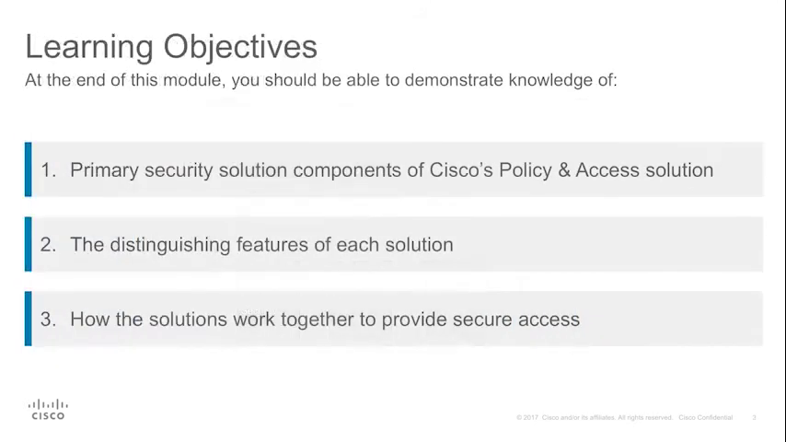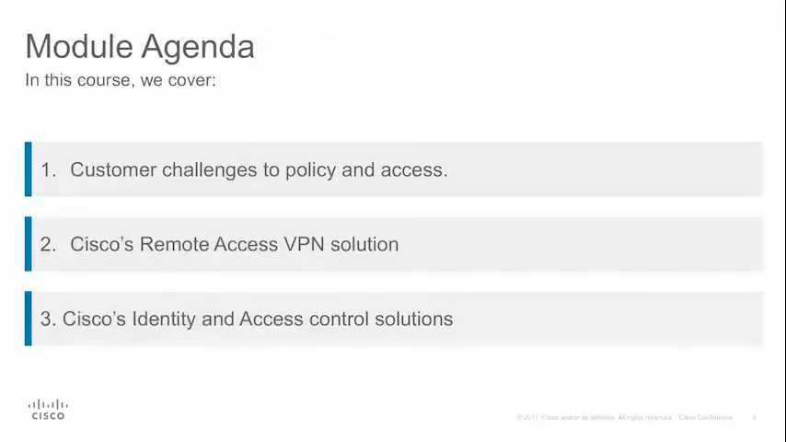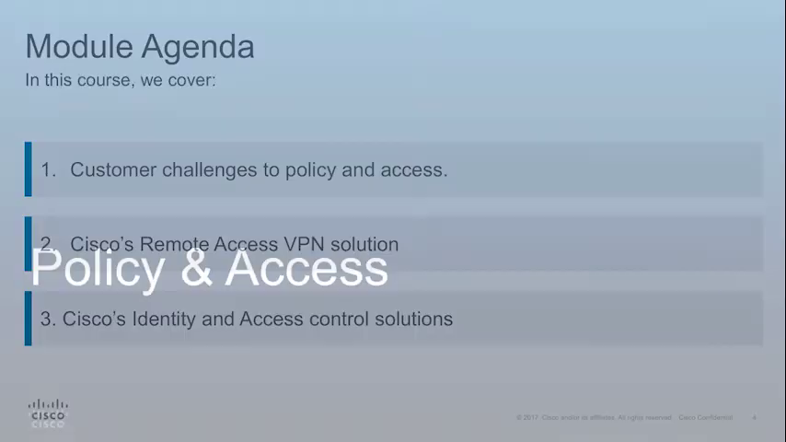At the end of this module, you should be able to demonstrate knowledge of the primary security solution components of Cisco's Policy and Access solution, the distinguishing features of each solution, and how the solutions work together to provide secure access. In this course, we cover customer challenges to Policy and Access, Cisco's Remote Access VPN solution, and Cisco's Identity and Access Control solutions. Modern business trends provide many new opportunities, but also open the door for new threats.